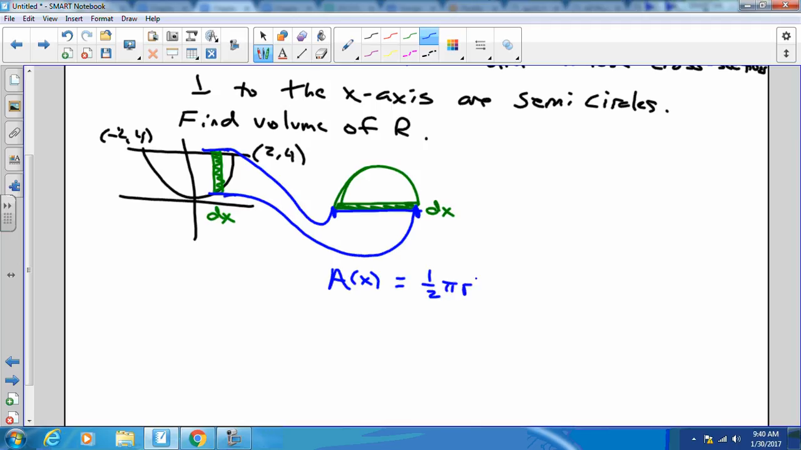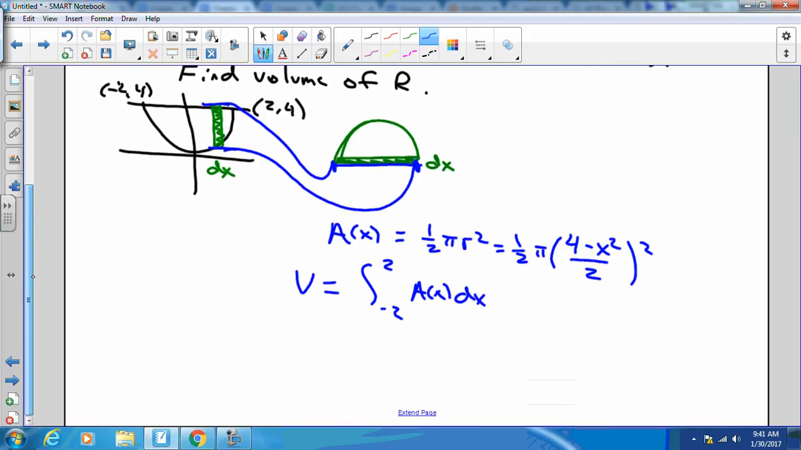So that the area of my cross-section as a function of x is 1/2 pi r squared, which is 1/2 pi times this distance, 4 minus x squared, divided by 2, squared. So that my volume is now equal to the integral from -2 to 2 of area dx, which is the integral from -2 to 2 of 1/8 pi times (4 minus x squared) squared.